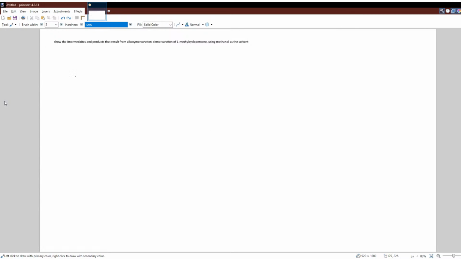So let's look at this. 1-methylcyclopentene results from alkoxymercuration, demercuration, using methanol as a solvent. I guess we should have both these things here, as well as the mercury. So what happens here? The mercury attaches itself to, is it the least substituted or the most substituted? Well, I know that the OR group is attached to the most substituted because it's Markovnikov, so for the mercury, I guess it doesn't really matter.